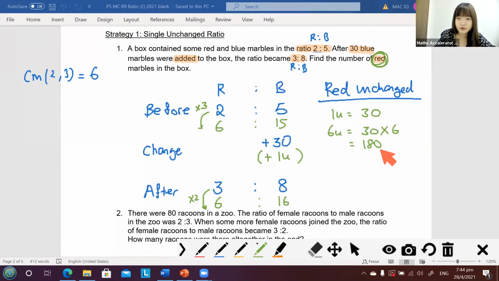Yeah, a lot of you have 180. So that's your answer for question 1. Those of you who came in late, you can quickly copy it down. I'll be going through the next question soon.